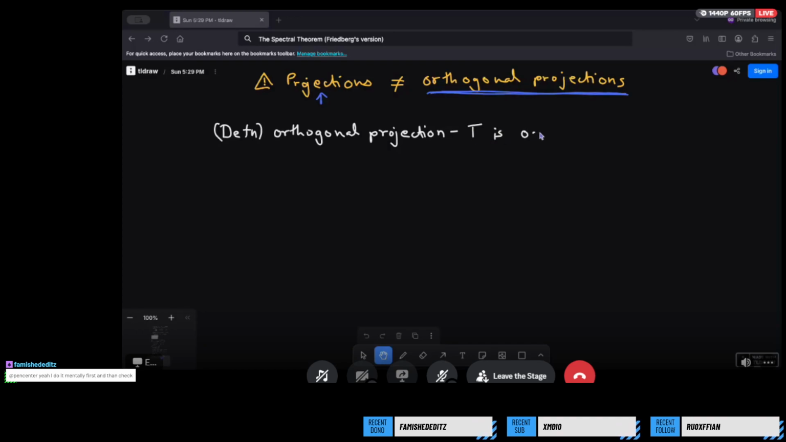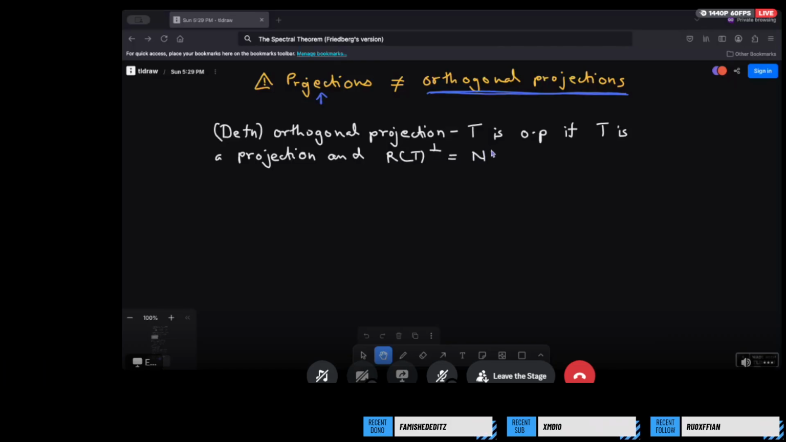T is, I'm just going to abbreviate this to an OP, if T is a projection and the range of T is perpendicular to the null space of T. So again, all of this, we assume we are in an inner product space, as we do in finite dimensions. So again, I need to stress that direct sums do not imply orthogonality. I'm not too sure if this is the natural thing to understand. Could make this clear.